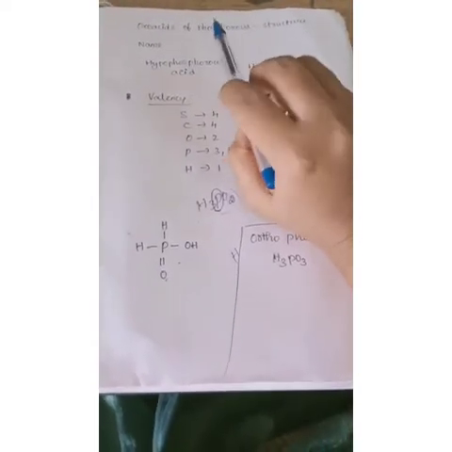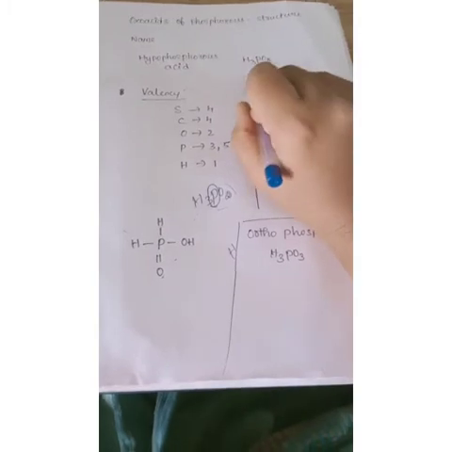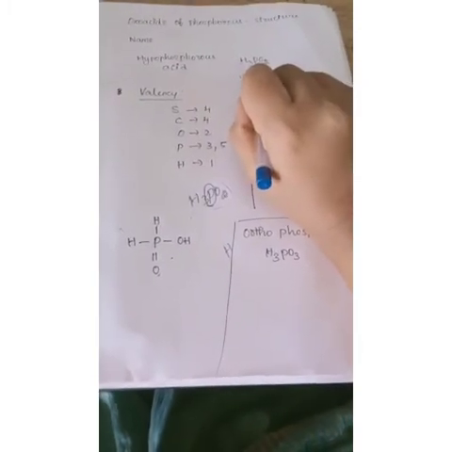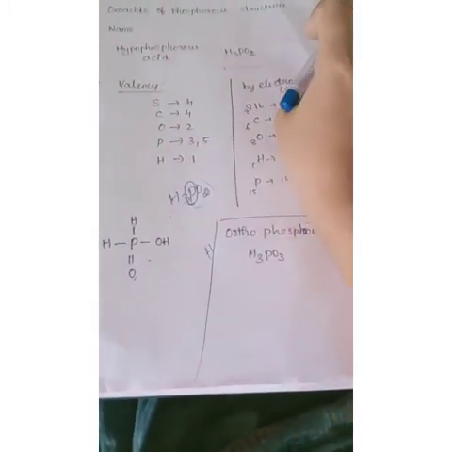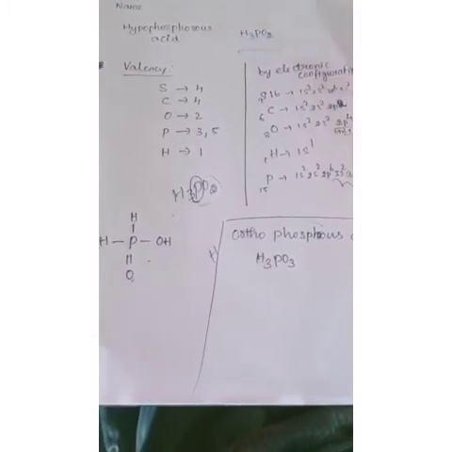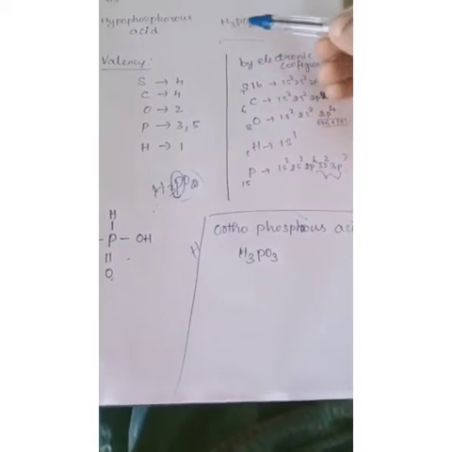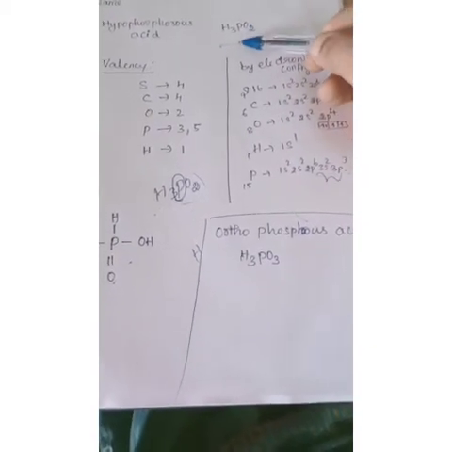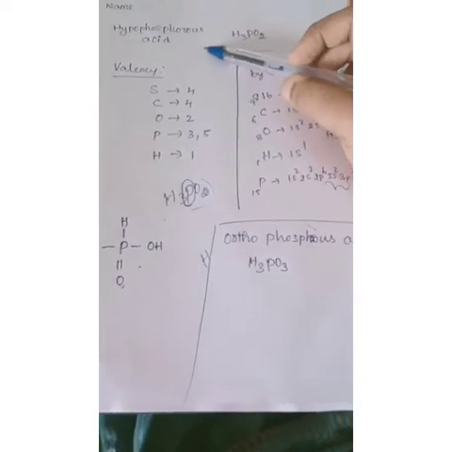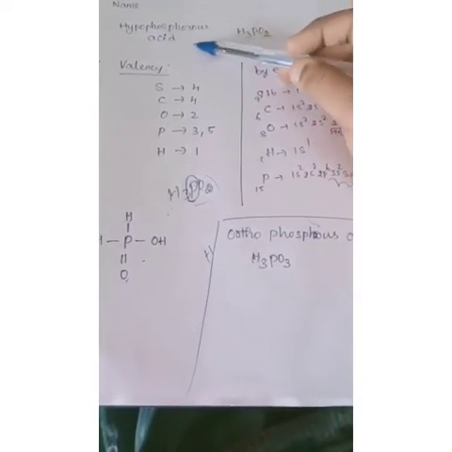First of all, we find the central atom. The central atom is the one which is least in number. Here, hydrogen is 3, phosphorus is 1 and oxygen is 2. So phosphorus, being 1, is the central atom. And based on this, the name is also given, that is hypophosphorus acid.